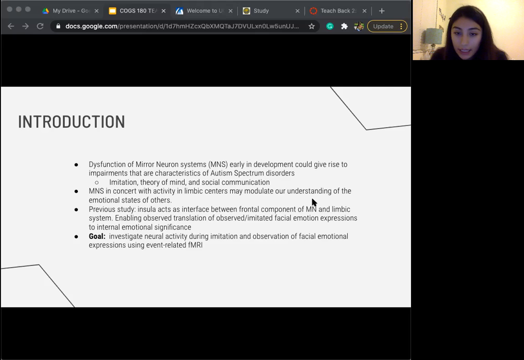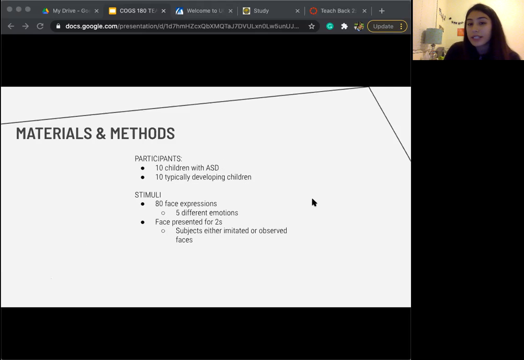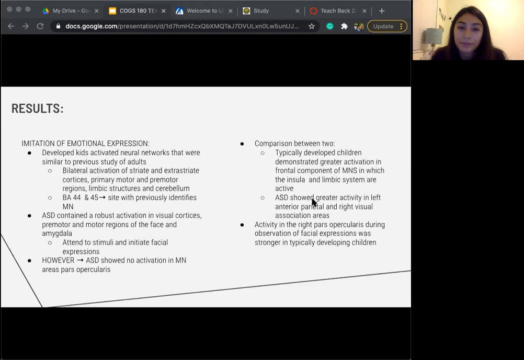So the goal of this study is to investigate the neural activity during imitation and observation of facial emotional expressions using event-related fMRI. For this study, they used 20 participants: 10 children with autism spectrum disorder and 10 classified as typically developing children. The stimuli consisted of 80 face expressions with 5 different emotions: anger, fear, happiness, neutrality, and sadness. The faces were presented for 2 seconds, and the subjects were either told to imitate or just observe the faces.